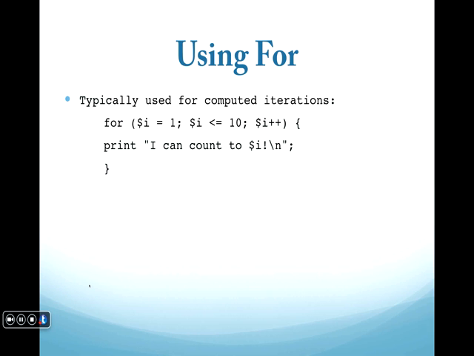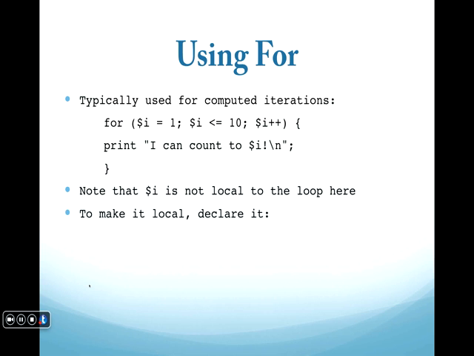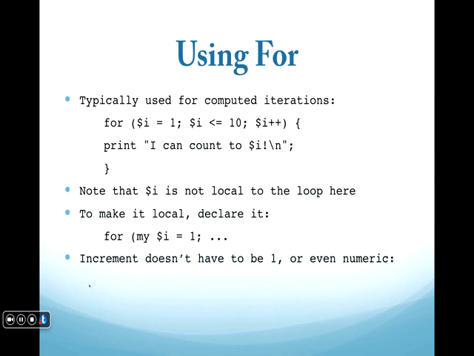Is I less than or equal to 10? It's equal to 10, so we'll print it, then we'll increment to 11. Is it less than or equal to 10? No, it's not, so we'll go out of the loop. You have to remember that here, since I didn't put my in front of I, that is not local. That means if I am out of the for loop, I will still have the value 11 in that case. So be careful with your code. To make it local, you have to add my in front of it. Okay?